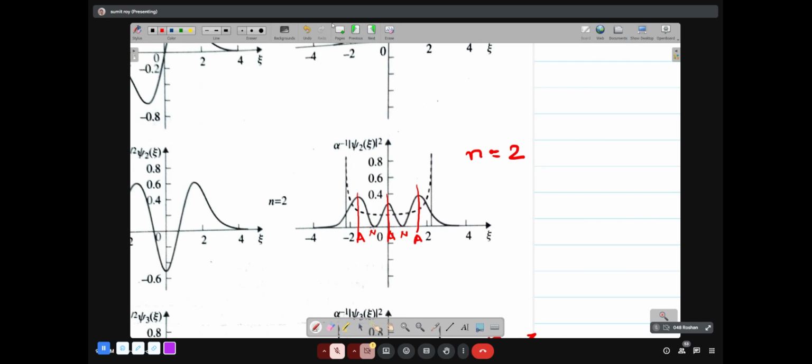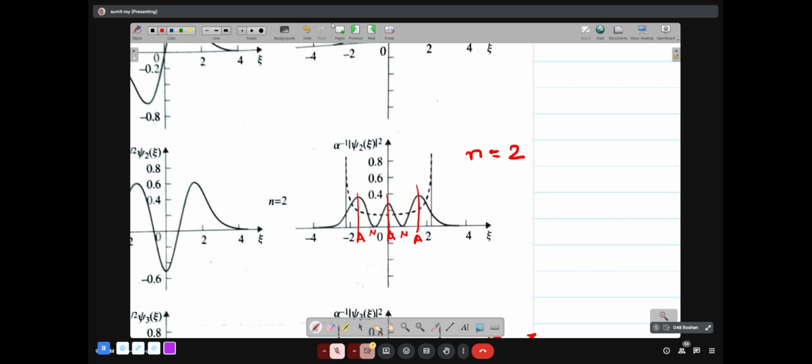So whatever is the value of n, so many number of nodes are there, and one more is the number of antinodes, and the probability of finding the particle at the mean position flips between 0 and non-zero depending upon the values of n, whether it is even or odd. So whenever n is even, the probability of finding the particle at the mean position is non-zero.